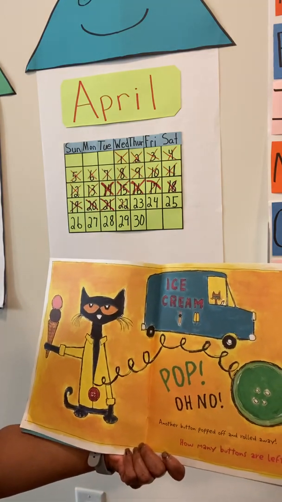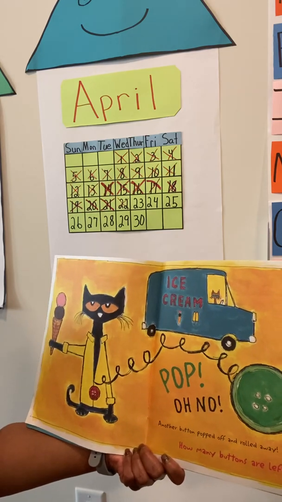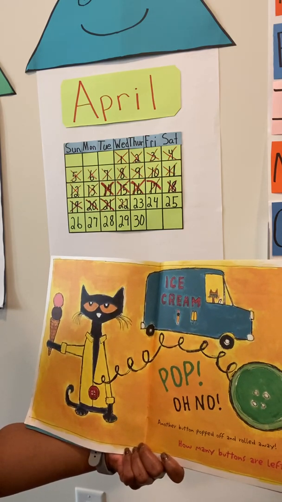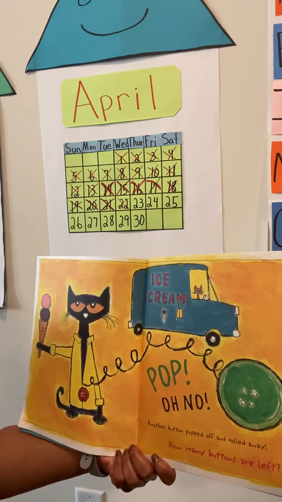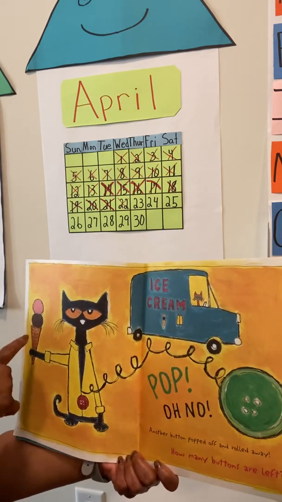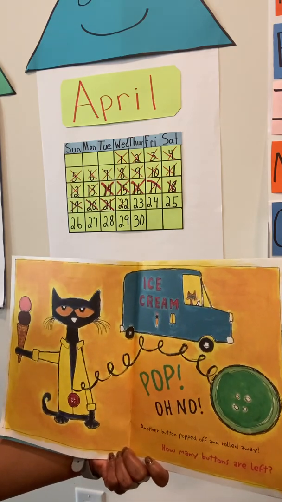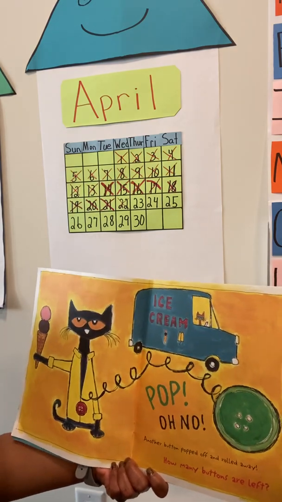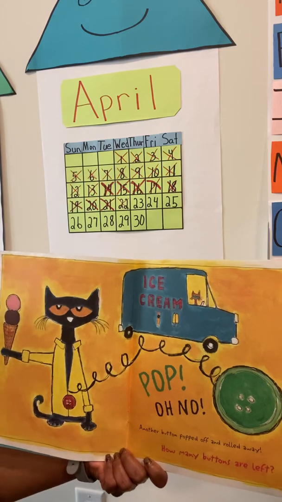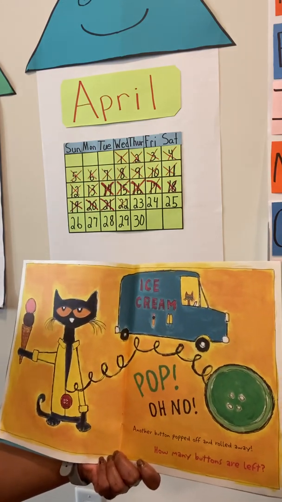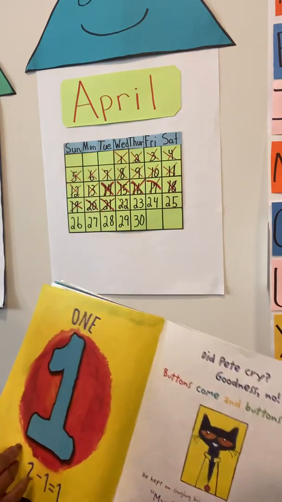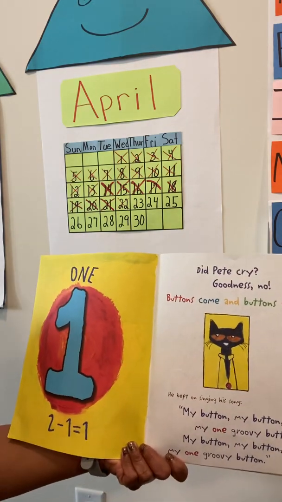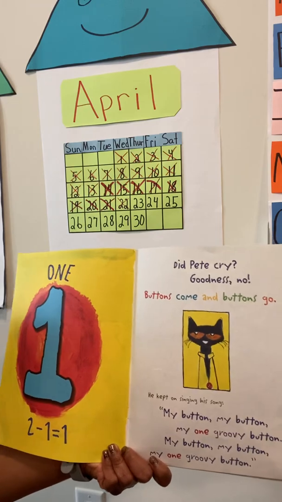Oh no, popped. Another button rolled away. How many buttons are left? Oh, what is Pete eating? Ice cream. That looks real good. How many buttons are left? 1. And what color is that? Red. 1. 2 minus 1 equals 1.